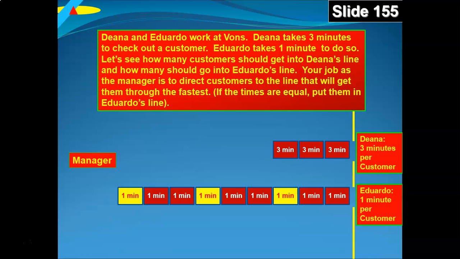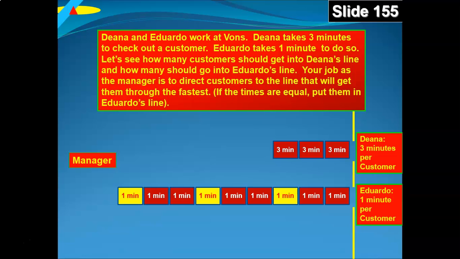Okay? So what do you notice about how many customers there are in Eduardo's line versus Dina's line in relation to how long it takes each of them to check out a customer? We see that it takes Dina 3 times as long to check out a customer as it takes Eduardo, 3 minutes to 1 minute. And if you count the customers in Eduardo's line versus Dina's line, there's 3 times as many customers in Eduardo's line as Dina's line. So because Dina takes 3 times longer, Eduardo's going to end up with 3 times as many customers in his line.